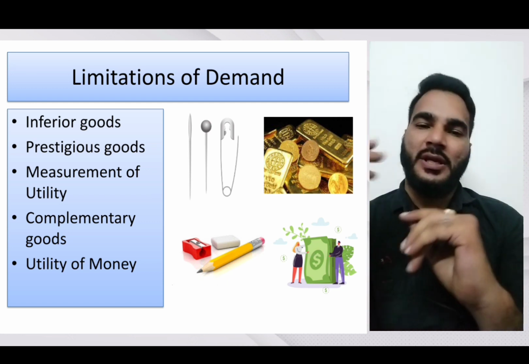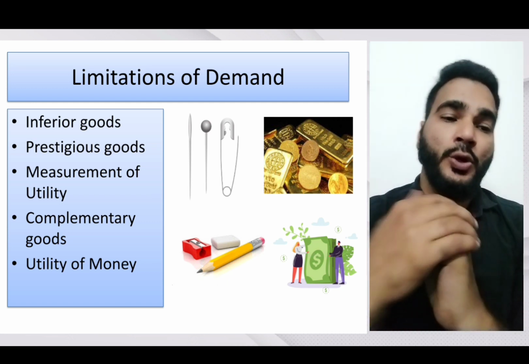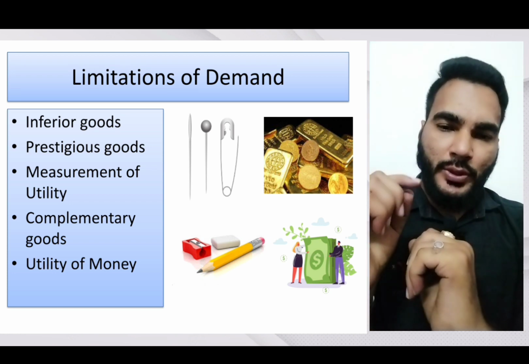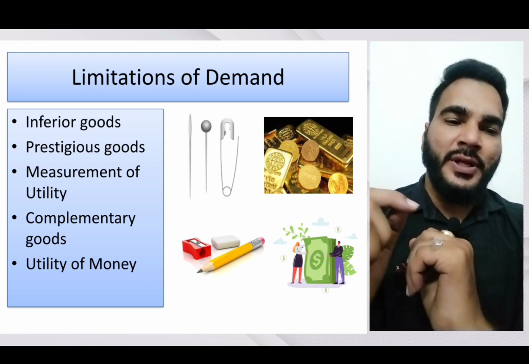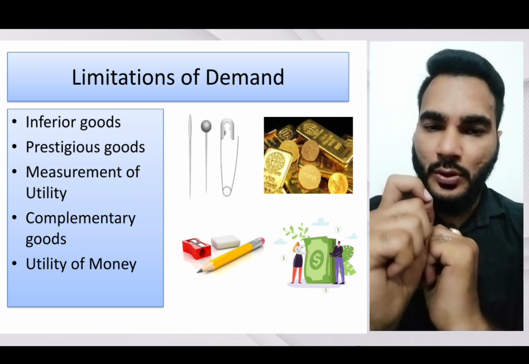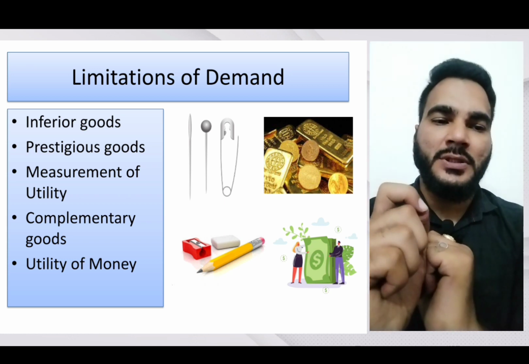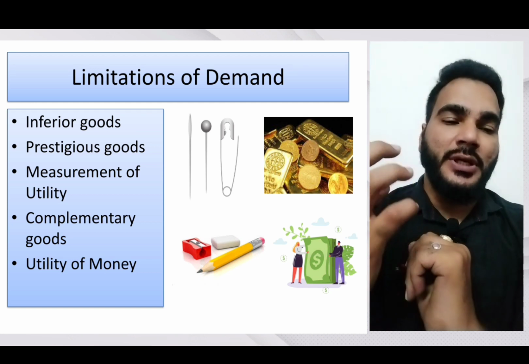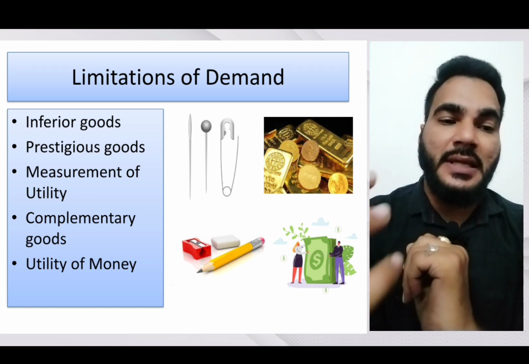We can take the example of gold and property. If the prices of gold and property increase, the demand also increases. Here you can see the law of demand is not working properly, because these are prestigious goods. The demand for these goods will not decrease anytime.